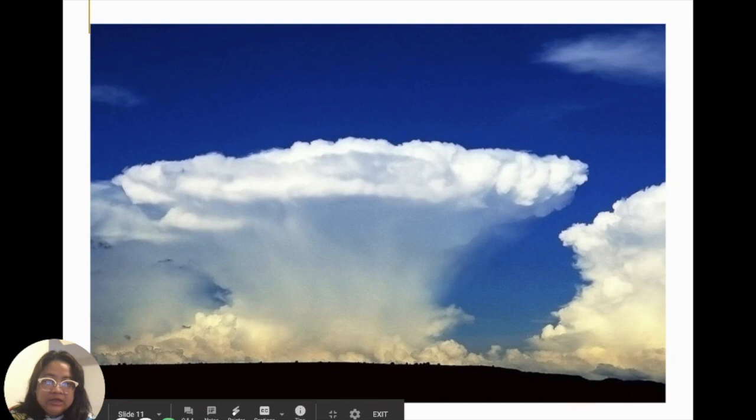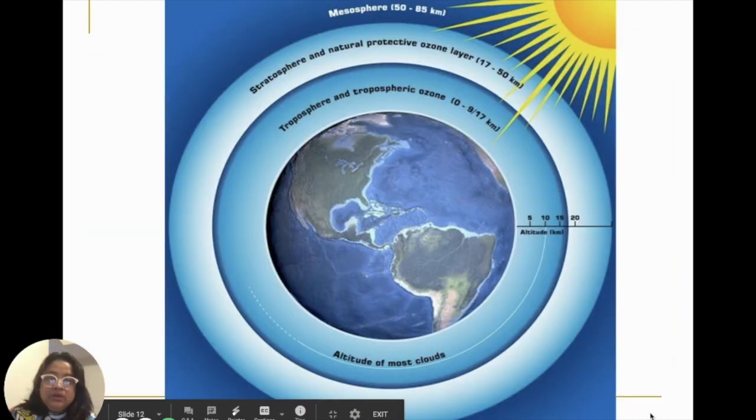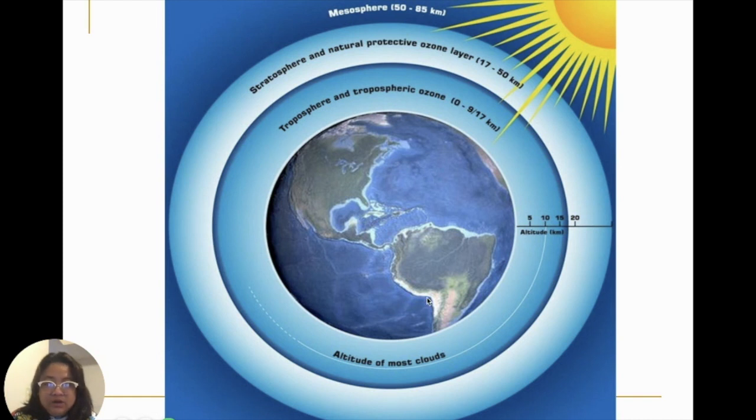This is the clouds. So in here, as you can see, this is the Earth, and this is the troposphere, or the tropospheric ozone, which is from 0 to 9 or 17 kilometers, and then the stratosphere and the natural protective ozone layer, which is 17 to 50 kilometers. You all know, guys, that the ozone layer is the one that protects the earth from the sun.